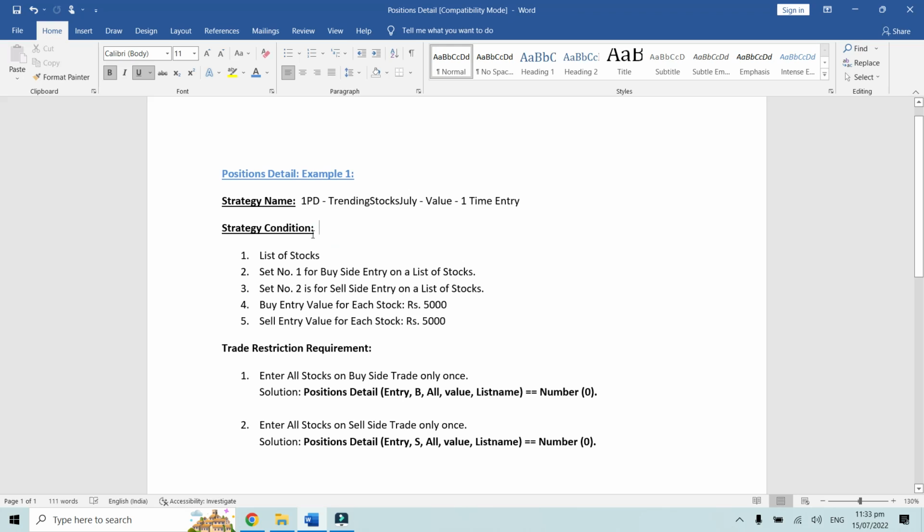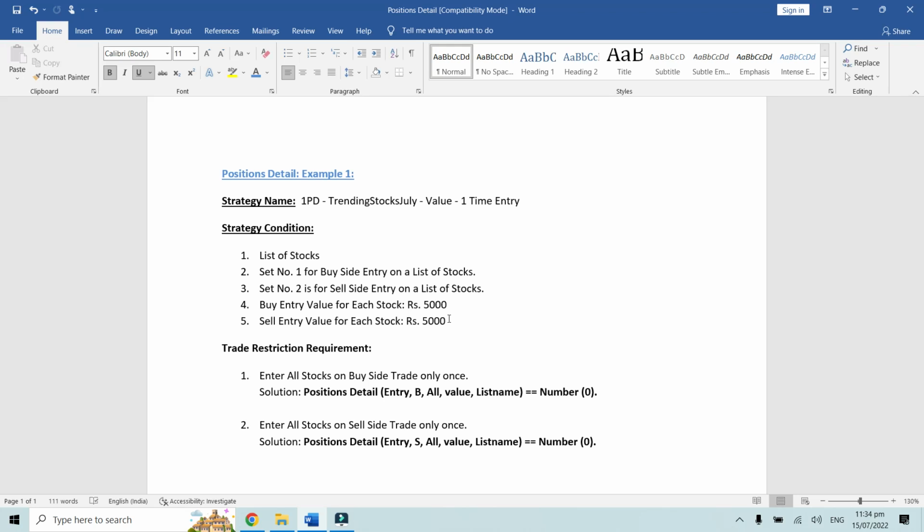So what this strategy does is basically it's a list of stocks. The set number 1 is for the buy side entry on a list of stocks. The set number 2 is for the sell side entry on a list of stocks. So on the buy side, the entry value for each stock in the list is 5,000 rupees. So if there are 4 stocks, it will buy 5,000 value of each stock. So that will be total for 4 stocks basically 20,000 rupees value of the trade. All right. And on the sell side also it will be the same, that we will be selling each stock worth 5,000. So total 4 stocks will be around 20,000 value of the total trade.